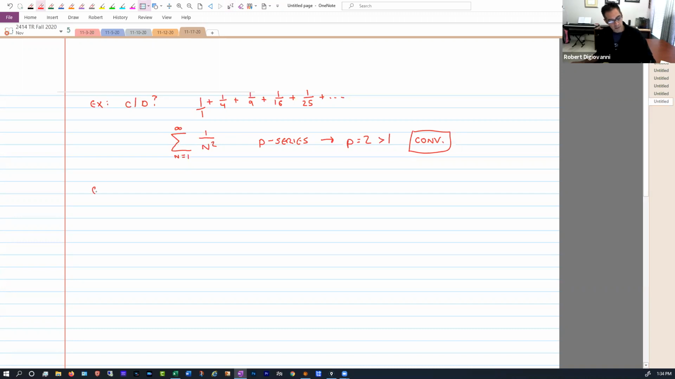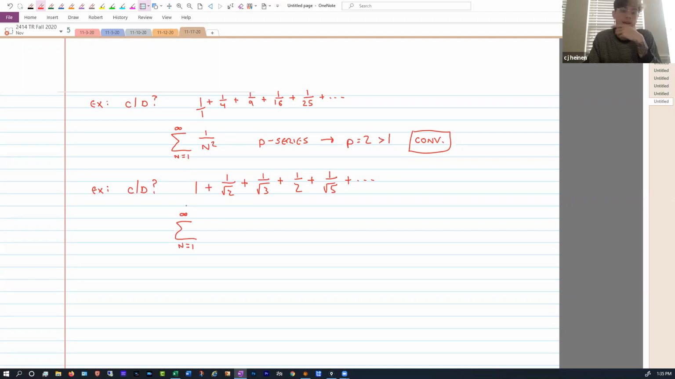Okay, what about this one? Same idea here. Convergence or divergence? 1 plus 1 over root 2 plus 1 over root 3 plus a half plus 1 over root 5 plus dot, dot, dot. So what you need to do here is see if you can come up with a formula for it. 1 over the square root of n.